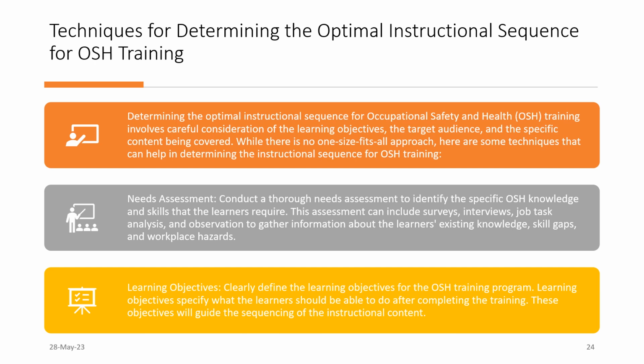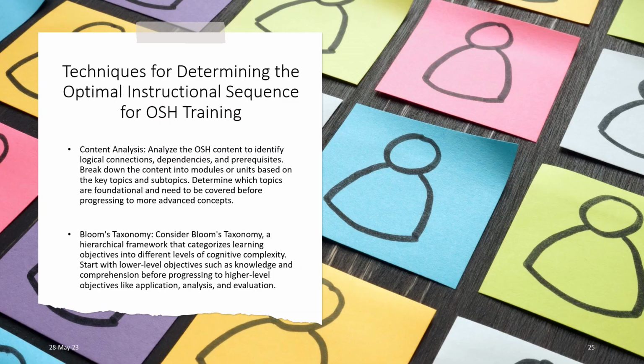Needs assessment, okay, a thorough needs assessment for us to identify specific OSH knowledge and skills. And a clear learning objective, which specifies what learners should be able to do after they complete the trainings. Techniques for determining optimal instructional content sequence for OSH trainings include the content analysis. We need to follow Bloom's taxonomy. As I mentioned earlier, Bloom's taxonomy always starts with the level of knowledge.